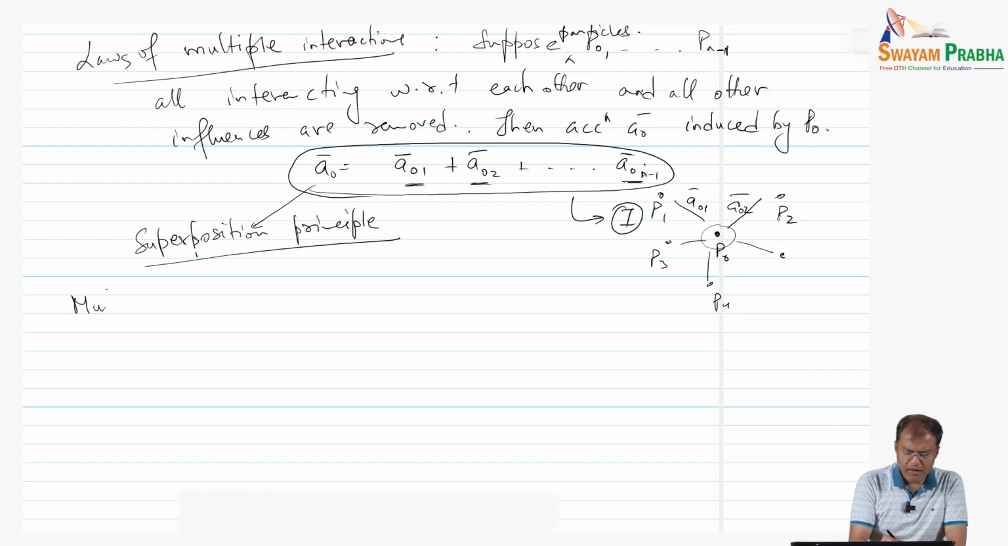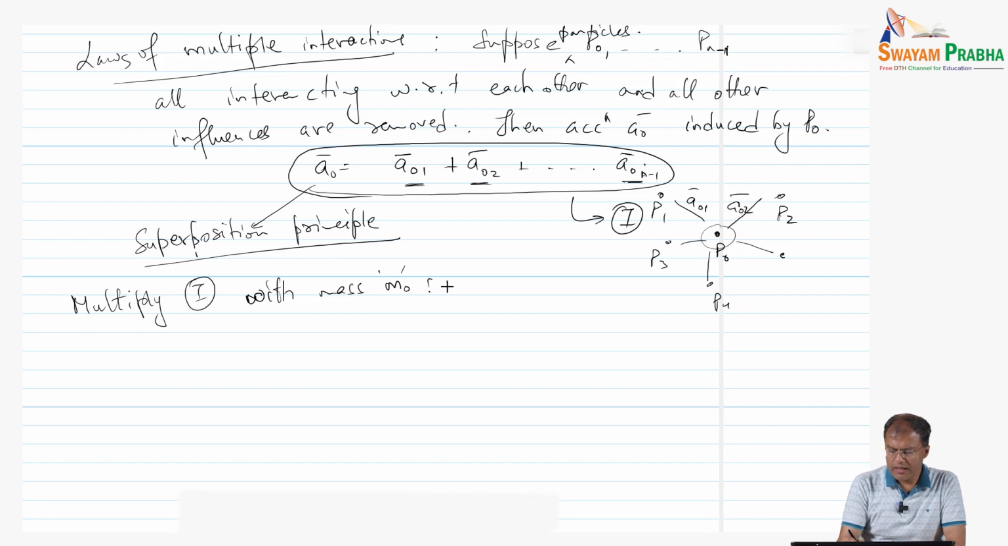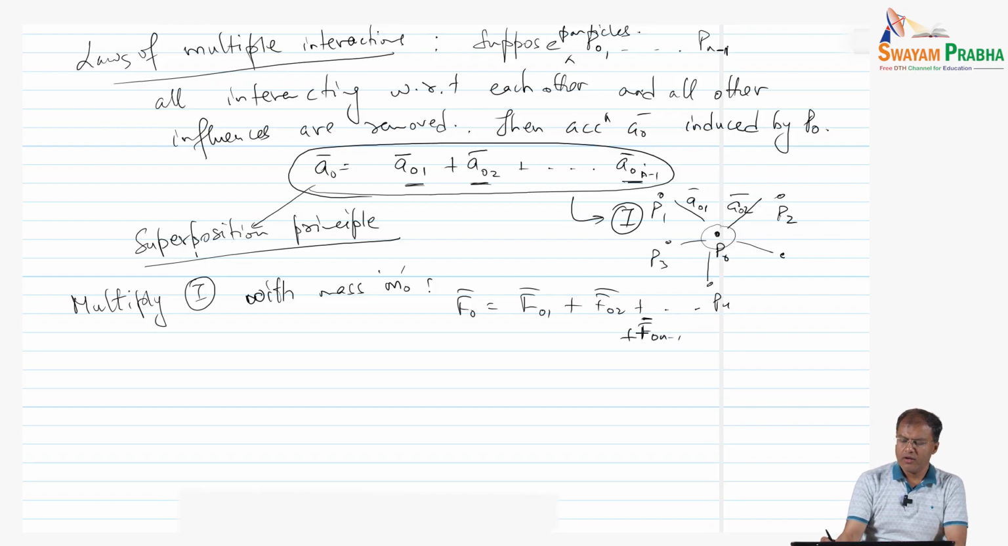Okay, so let me call this law as law number 1, and then if we multiply 1 with mass m0, we see that the net force acting on the body is F0, which is equal to F10 plus F20 and so on, plus F0 n minus 1, right? So the net force acting on the particle P0 is the sum of the individual forces due to interaction with the other particles.